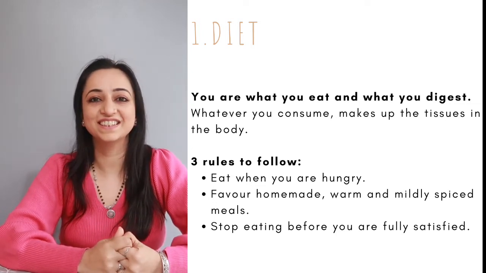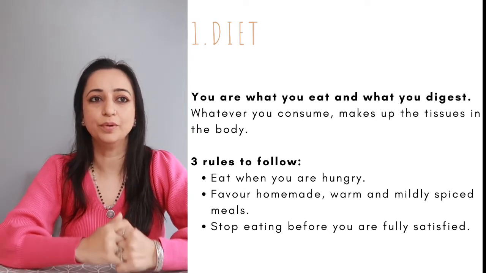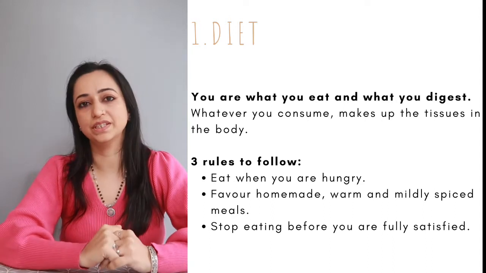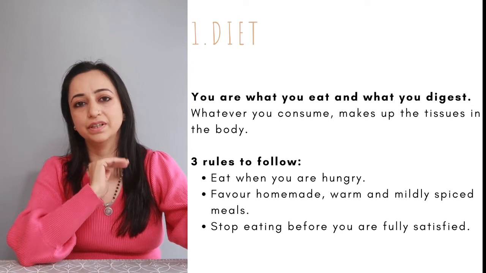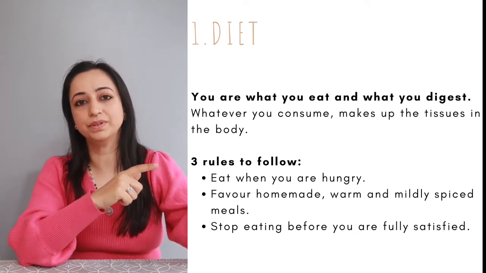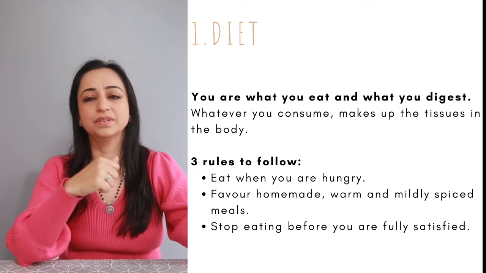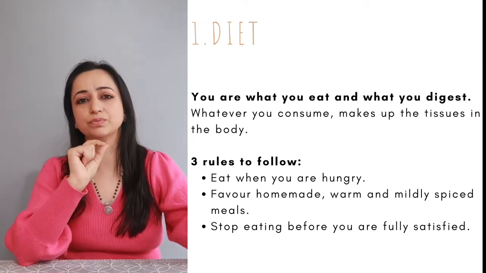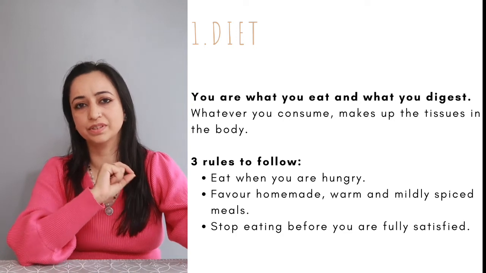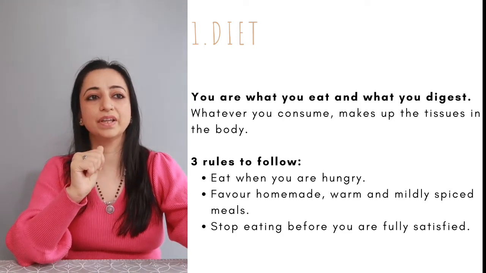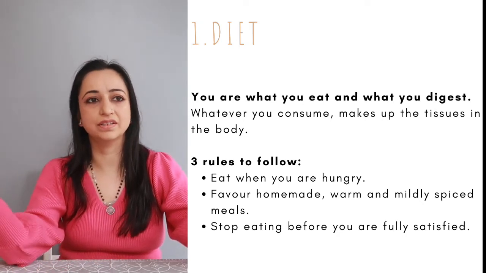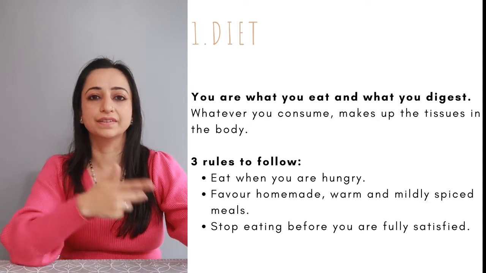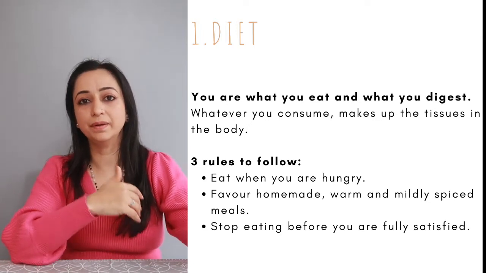And then the third rule is probably the hardest to apply, which is to stop eating before you're fully satisfied. You have to imagine the stomach divided into 3 parts. The first part should be filled with liquids, so it can be something like soups, or a little bit of sips of warm water, or even some buttermilk. And then the second part should be filled with solids like wheat, rice, dal, lentils, beans, etc. And the third part should be empty.